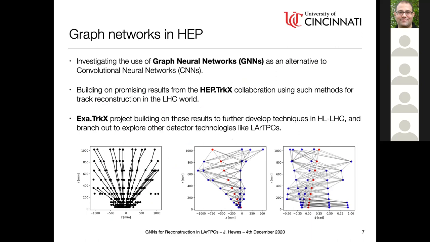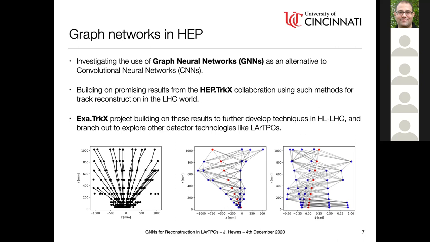But you can see in the lower left here, this is an example of when you have these interactions that come out radially from a central point. Your detector is in layers coming out from where you know the interaction is happening. You have hits on your sequential detector layers, and you want to try and draw lines between the hits and reconstruct those into tracks.